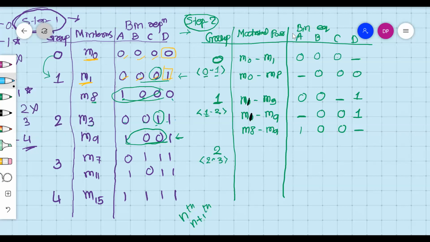So compare M3 with M7, M3 with M7. What will we get? 0, 0 same. Okay, 0, 1 is differing. These two are same. So it is a matched pair. So you can take M3 and M7, right? So it is a matched pair.